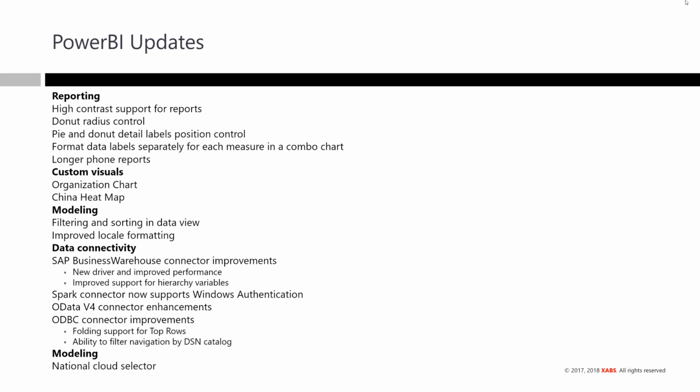So in Power BI reporting, now if you're using the high contrast mode in the Windows settings, the Power BI reports will respect the color palette that you're using. And when you're using Power BI Desktop, Power BI automatically detects the high contrast theme that you're using, and will apply the same colors across the report.